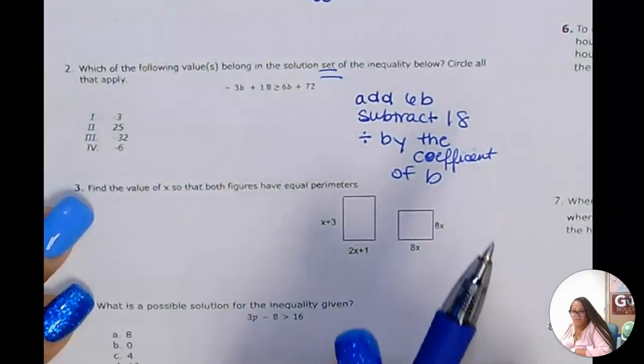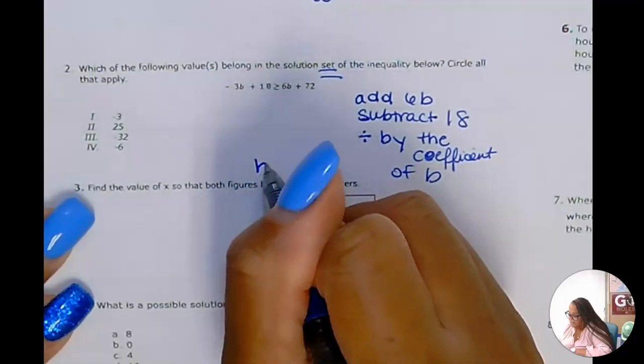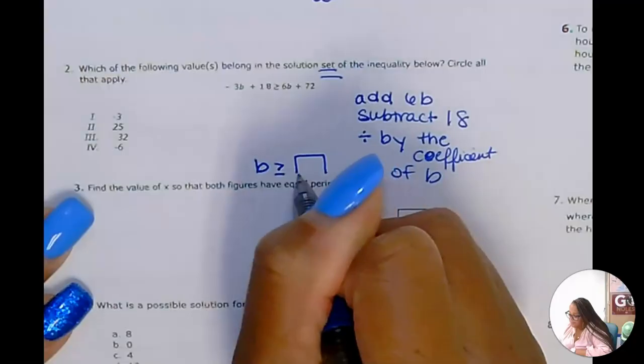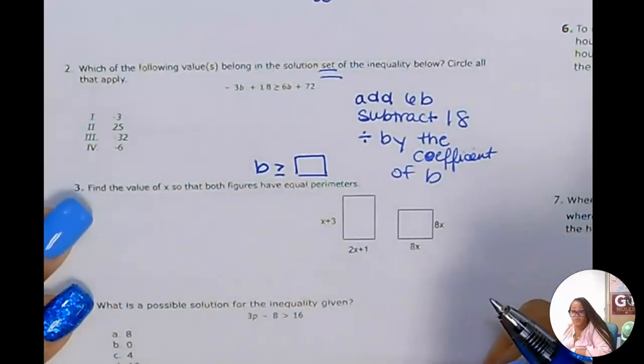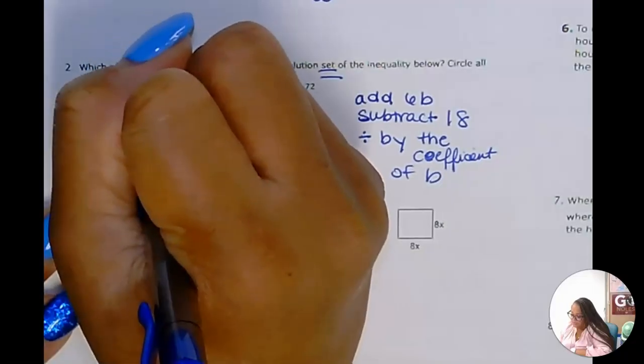And then you have to determine who is in the solution set. This will say b is greater than or equal to some number. So you have to choose who it's greater than or equal to. There will be two answers here.